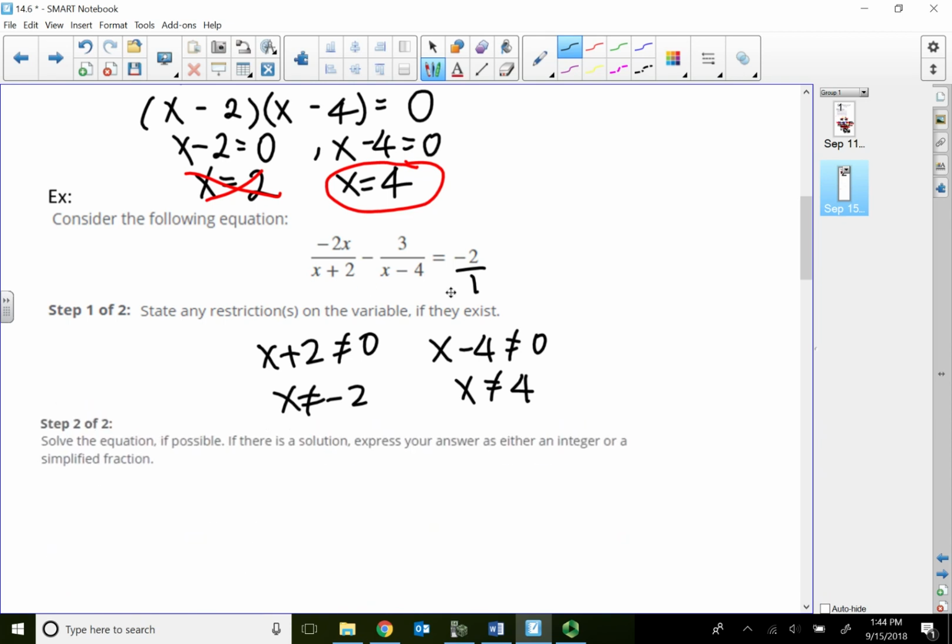All right, just by looking at it, I believe my LCD has to be x plus 2 and x minus 4, since none of the factors repeat between the two denominators. So count each one time. Plus 2 and minus 4.